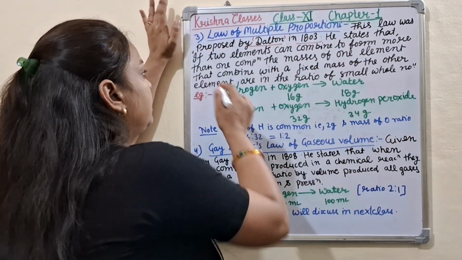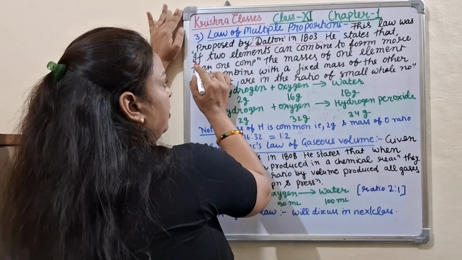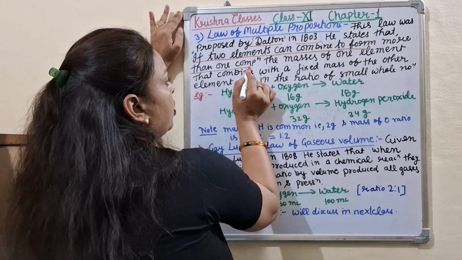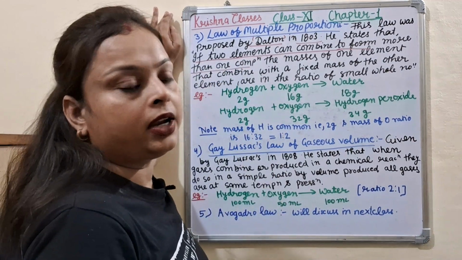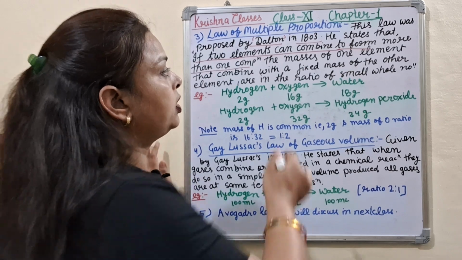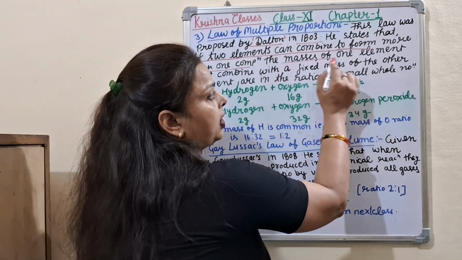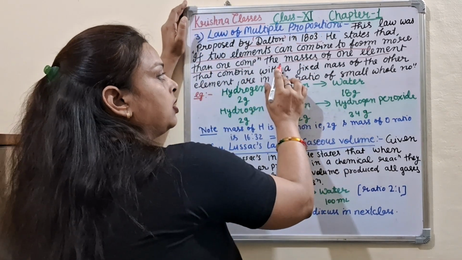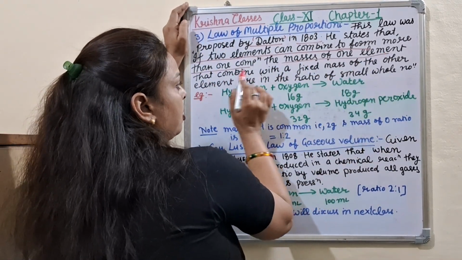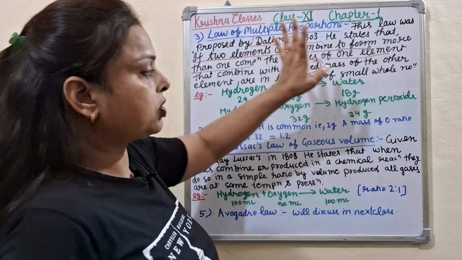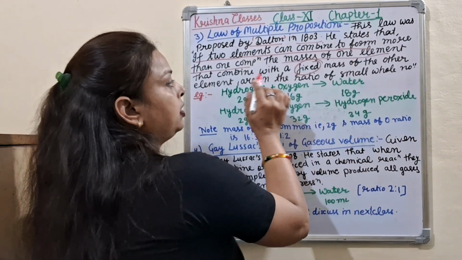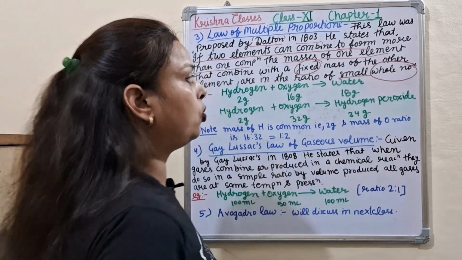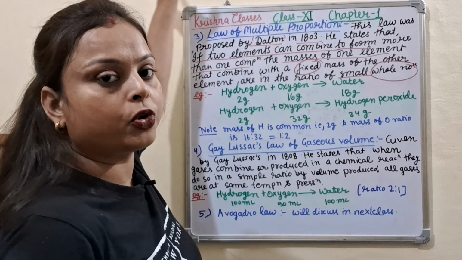He stated that if two elements combine to form more than one compound, the masses of one element that combine with a fixed mass of the other element are in the ratio of small whole numbers. It is the law of multiple proportion.